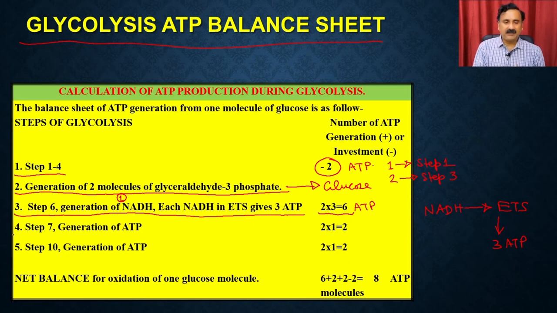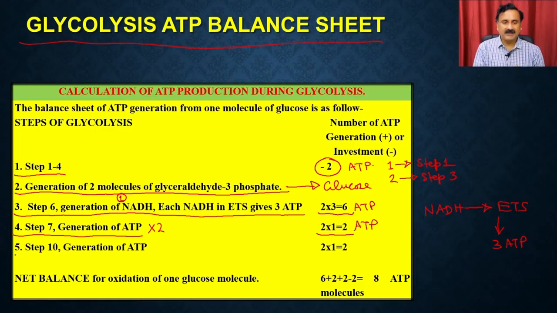Because 2 into 3 is equal to 6 ATP molecules. Now in step 7, there will be a generation of ATP. Since we have two molecules of glyceraldehyde 3-phosphate, we are going to see the production of 2 ATP. So there will be 2 ATP molecules produced.